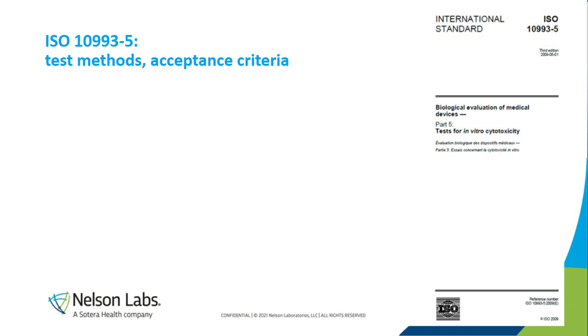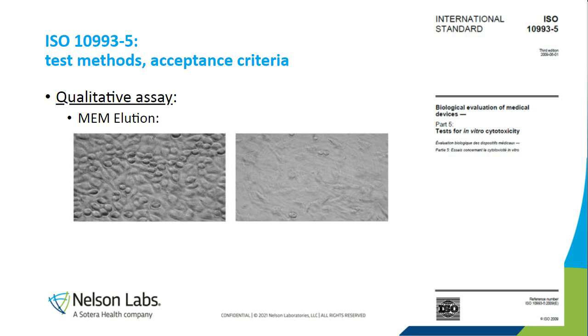So as I mentioned, ISO 10993-5 provides various methods for cytotoxicity testing, and roughly those tests can be grouped into two groups, qualitative tests and quantitative tests. Historically, the medical industry has been using the MEM elution assay for the assessment of cytotoxicity. And the MEM elution assay is a qualitative assay where the impact of the device extract to the treated cells is visually observed, and the cell density and morphology and overall appearance is reported.